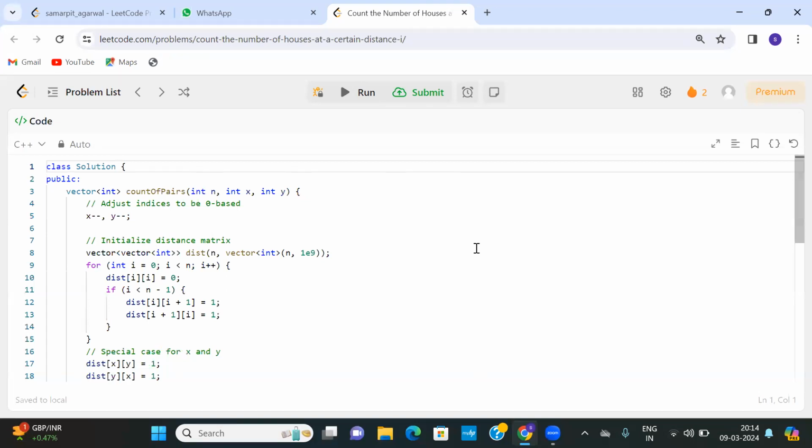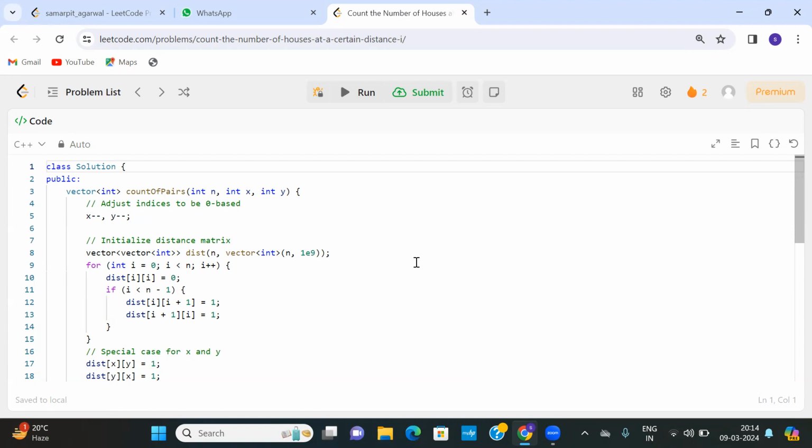First of all, what we did, we decremented the value of x and y. Why did we decrement the value of x and y? We decremented the values so that we can adjust our indices to zero base, because our array starts from zero indexing, right? So that's why we have decremented the values of x and y.